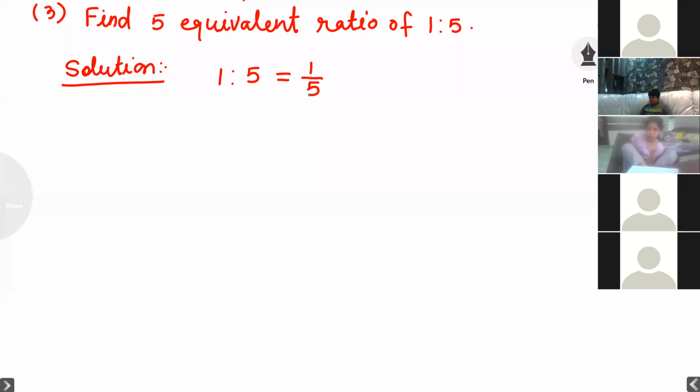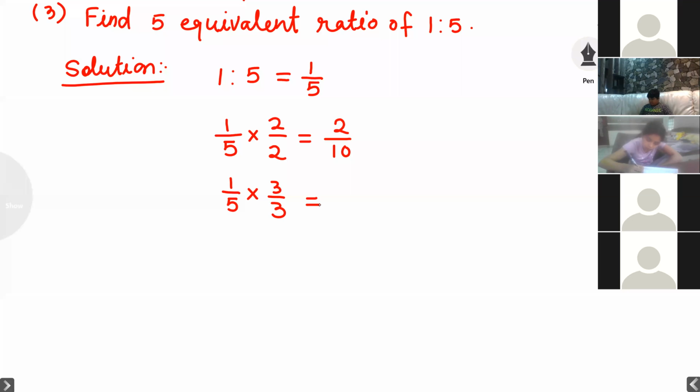The same number we will multiply into numerator and denominator. We can't divide because there is no common divisor between numerator and denominator. That's why we only do multiplication. Original number 1 by 5, I multiply 2 into numerator and 2 into denominator. 2 ones are 2, 5 twos are 10. Again, 1 by 5, I multiply 3 into numerator and 3 into denominator.